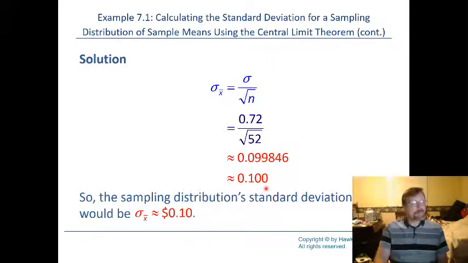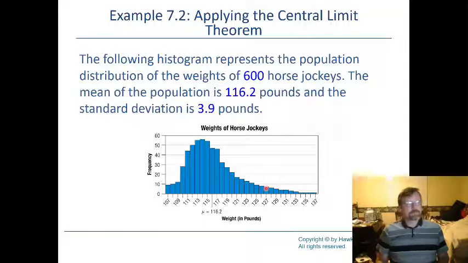All right, so let's look at another application. Here we've got a histogram with the population of 600 horse jockeys. The mean is 116.2 pounds, and the standard deviation is 3.9 pounds. As you can see, this is a left skewed distribution, so it is not a normal distribution. Make a note of the average and standard deviation for the calculations.